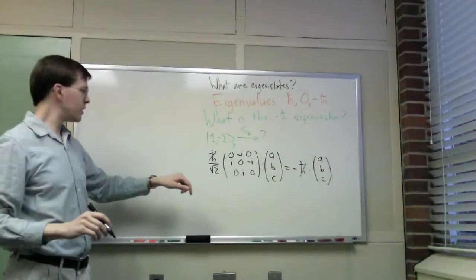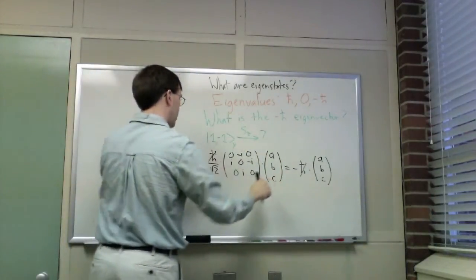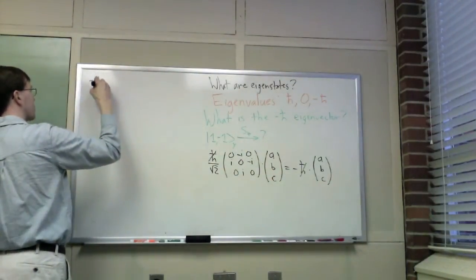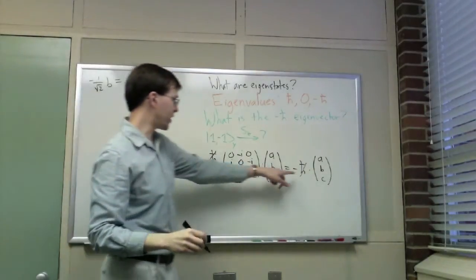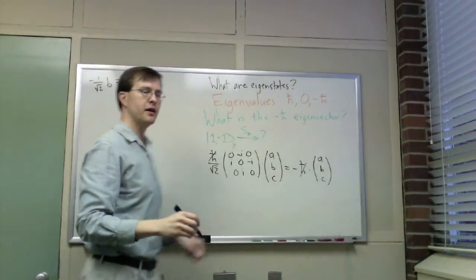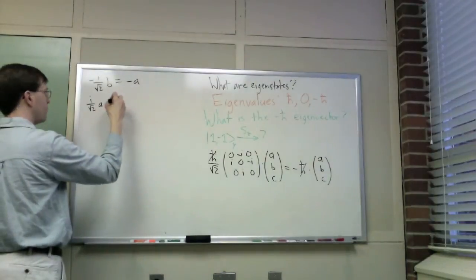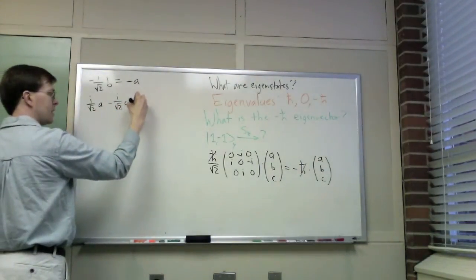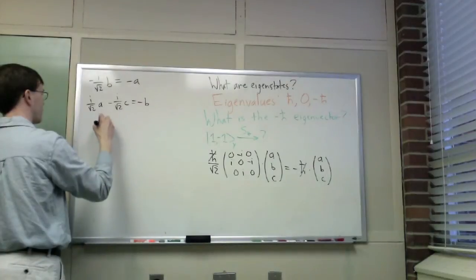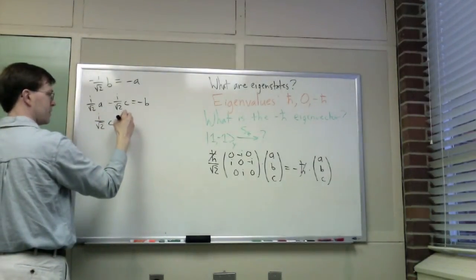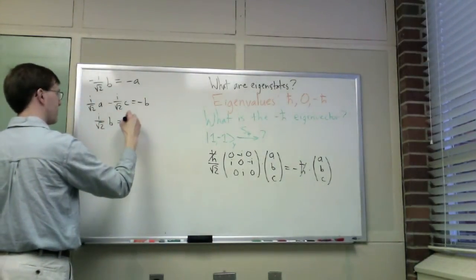So looking at this equation, the first row, this product here, will give me that minus i over square root of 2 times my b coefficient equals minus a. That's it. We cancel out the h bar, but I still have the minus out front, so it becomes minus a. My next row gives me i over square root of 2 a minus i over square root of 2 c equals minus b, and the third one gives me plus i over square root of 2 b equals minus c.